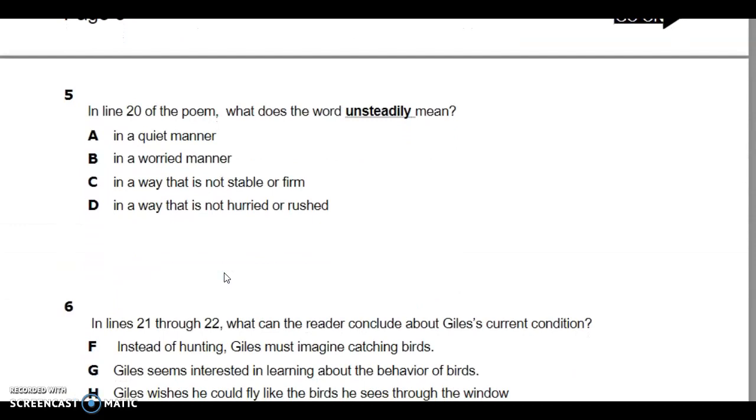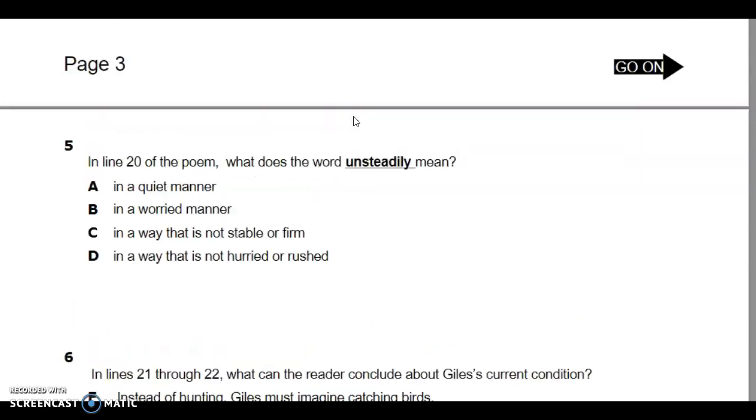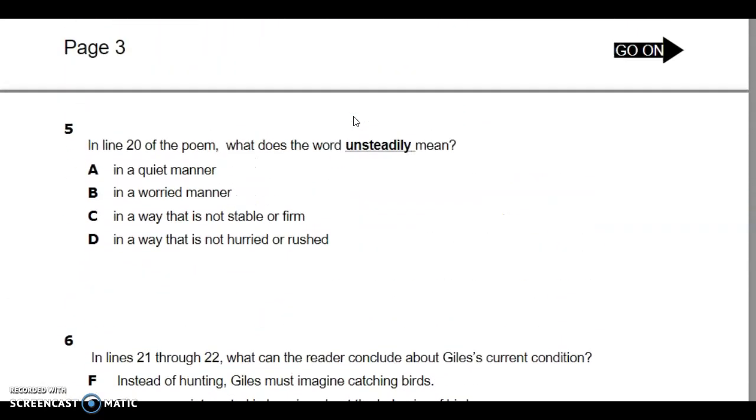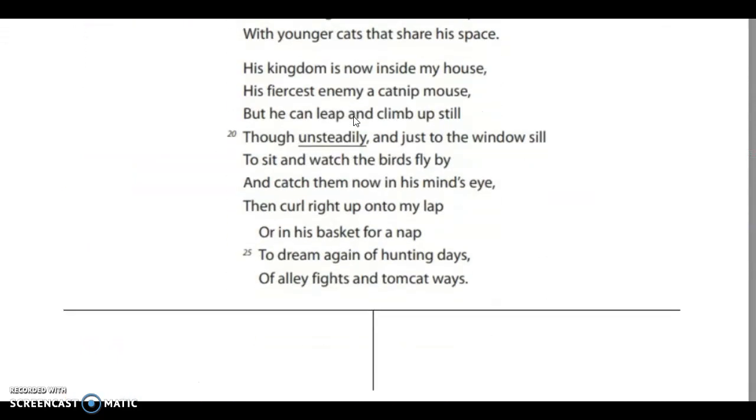Number 5, in line 20 of the poem, what does the word unsteadily mean? So we know that the prefix un means not. So if we go back up to line 20, though unsteadily and just to the windowsill. So let's read 19. But he can leap and climb up still, though unsteadily and just to the windowsill. So it's telling us that he can leap, but he's unsteady.